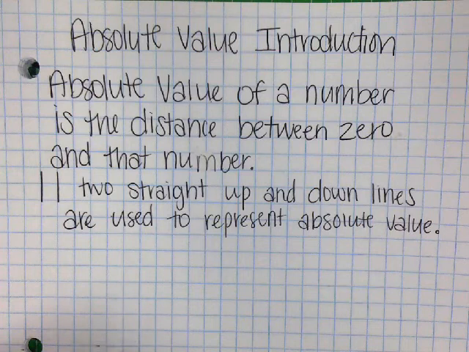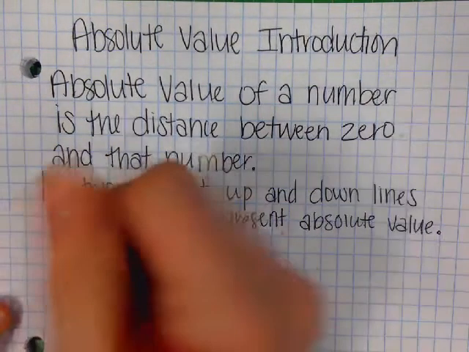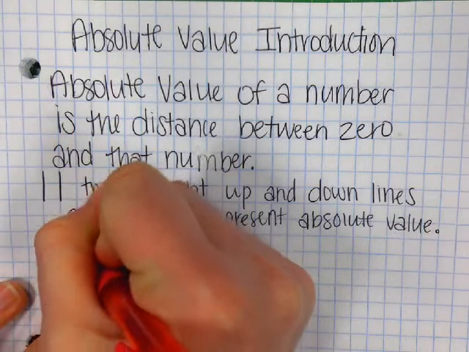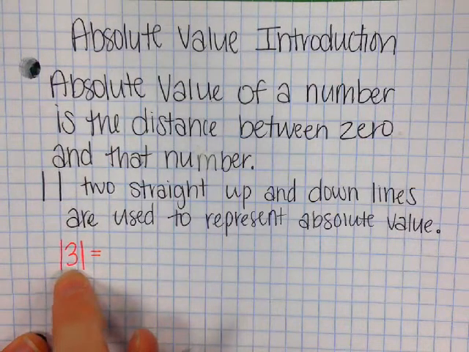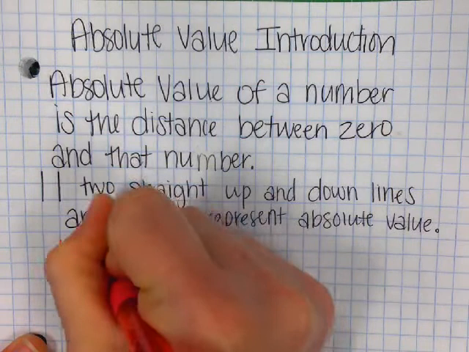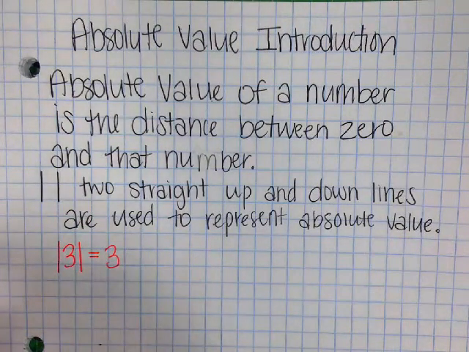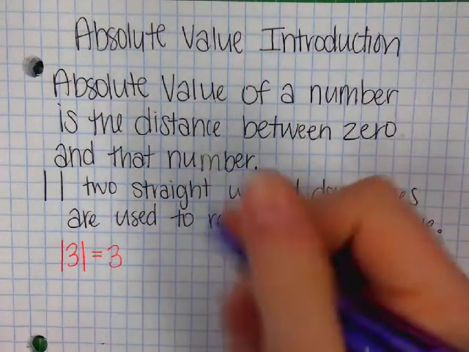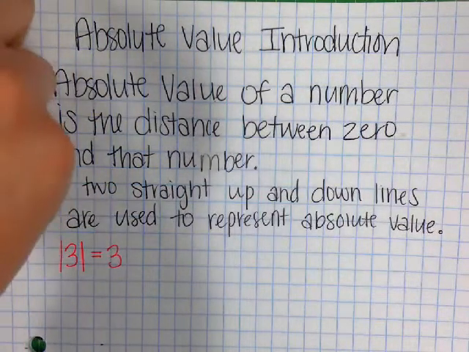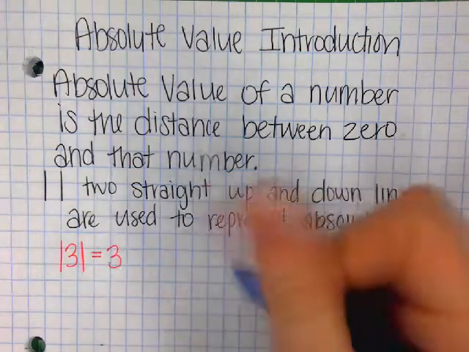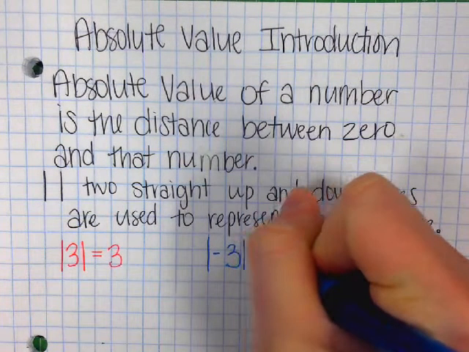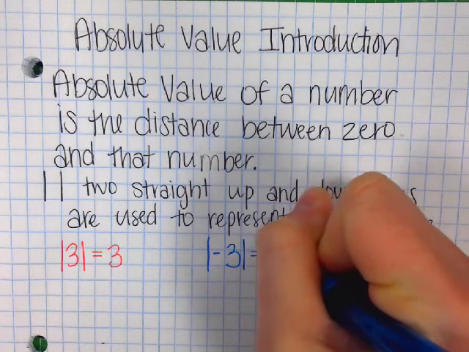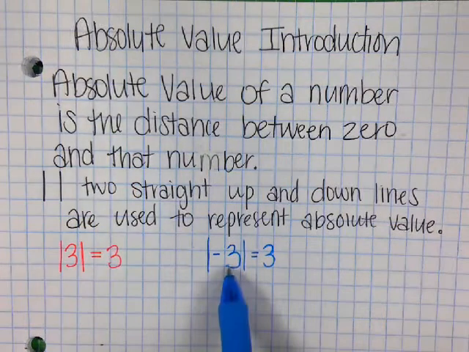So if I said I want to find the absolute value of 3, I would know that it's saying absolute value because it has those two bars. If you think about 3, 3 is 3 units away from 0. So the absolute value of 3 is 3. Where the absolute value of -3 is 3, because -3 is also 3 units away.